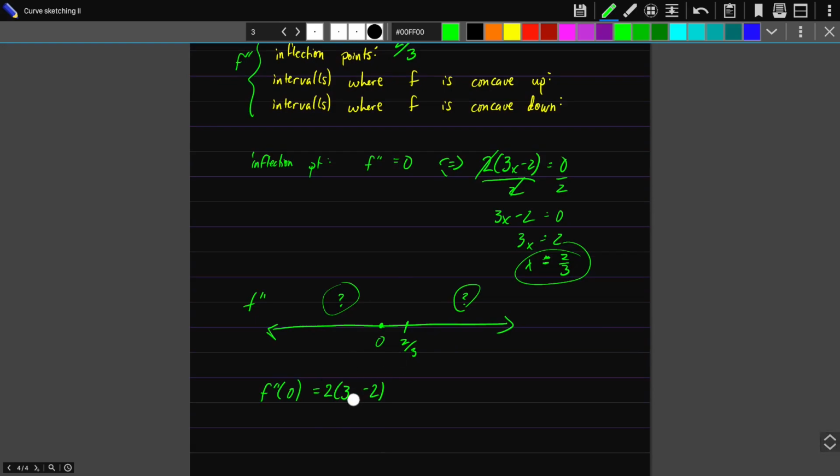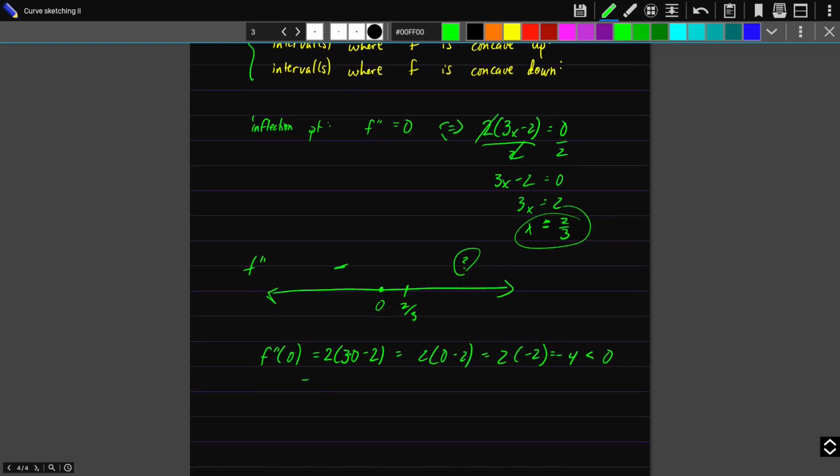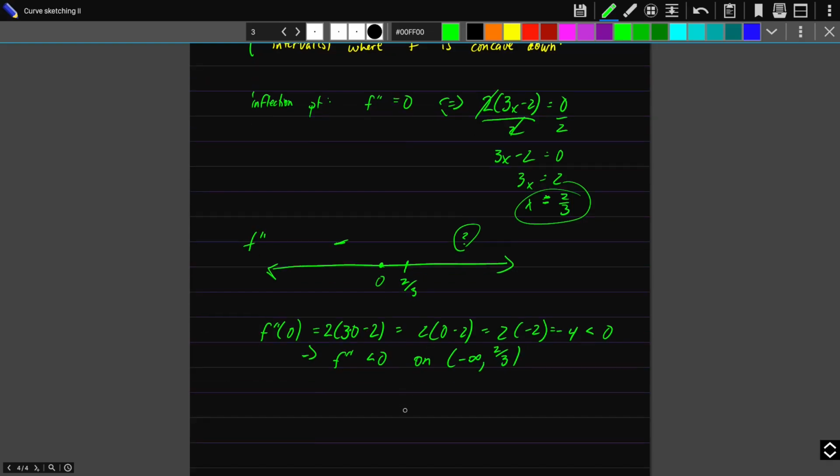Okay, so it's 2 times 3 times 0 minus 2. So that would be 2 times 0 minus 2, which would be 2 times minus 2, so that's minus 4. It's less than 0, so that means that my function is negative here. It's negative on this whole interval. Specifically, f double prime is less than 0 on the interval from minus infinity to 2/3. And that tells me that f is concave down, by definition of concave down, on that same interval.